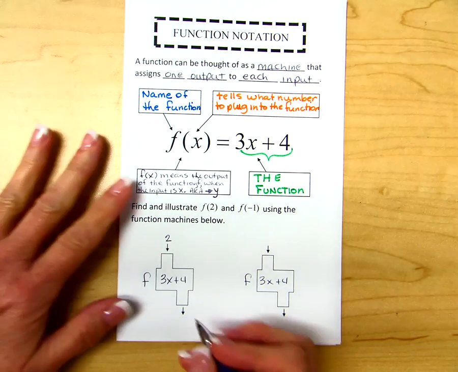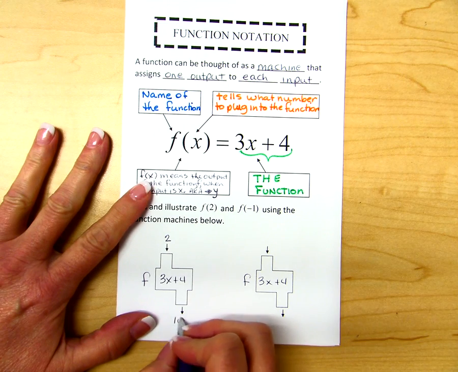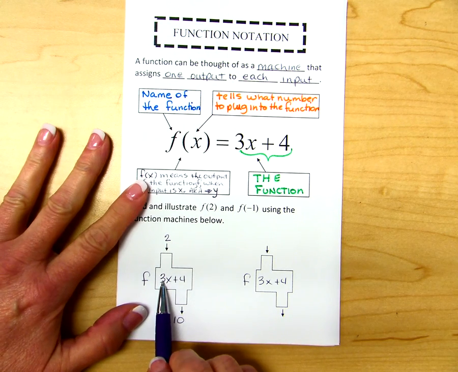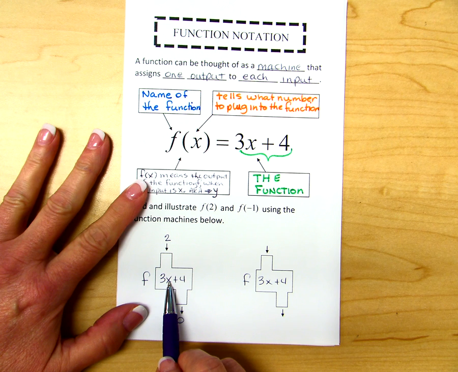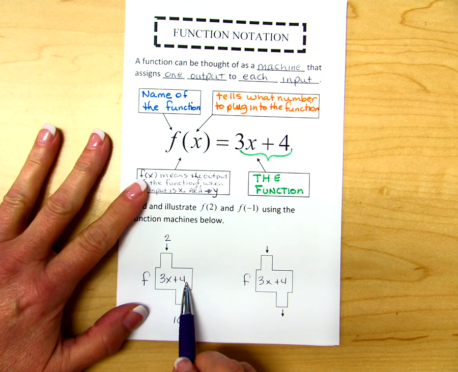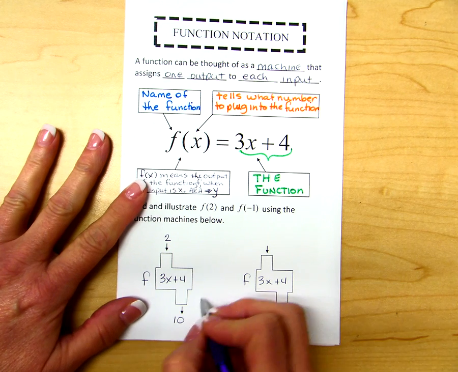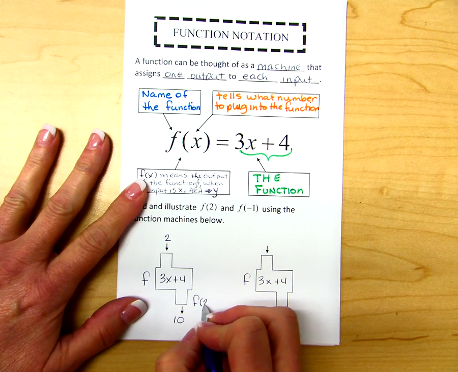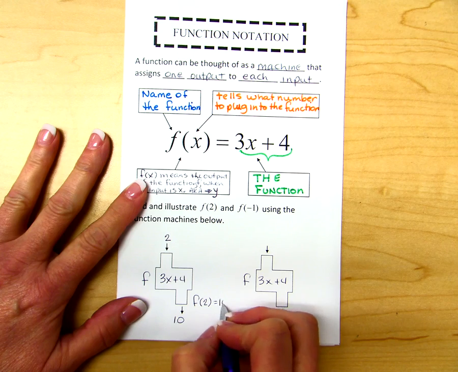So what we end up with when we come out is 10. Because if I take 3 and I multiply it by 2, I get 6. If I then add 4 to that 6, I get 10. So that means that f evaluated at 2 is equal to 10.